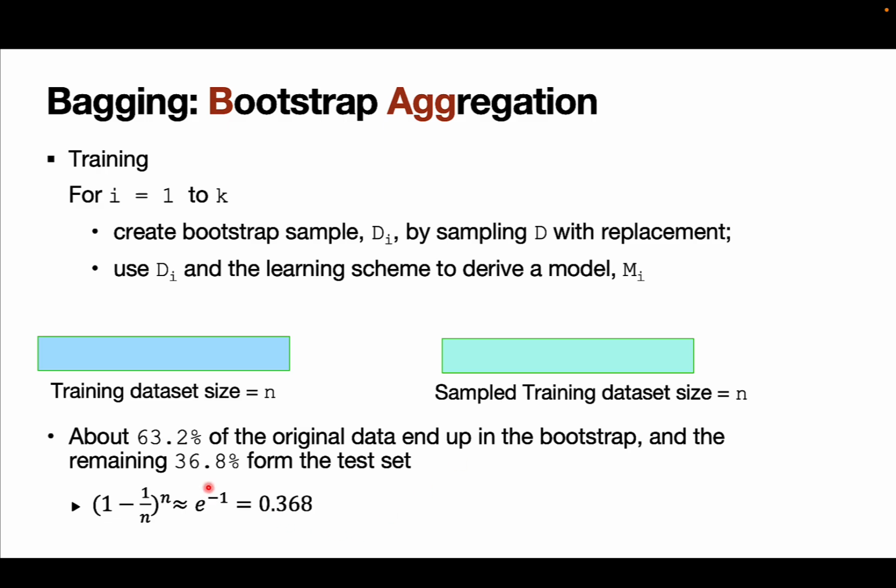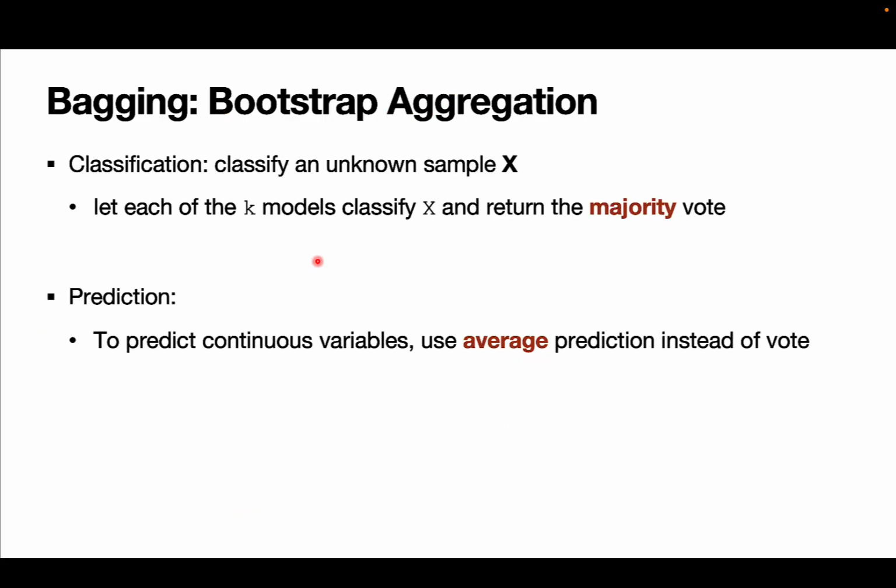And from our previous analysis, we know that approximately 2/3 of the data points will make it into the sample, while around 1/3 will be left out. We run the models on the bootstrapped datasets and aggregate the results. For classification, we do majority voting, and for prediction, we do average prediction or another statistical quantity.